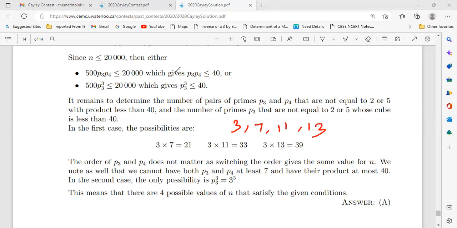No, you can't get 32. 32 means 4 eights are 32, right? You will not get it. You're supposed to use only the pair of prime numbers, right? Yeah. So 3 into 7, 3 into 11, 3 into 13. So it's 3, 7, 11, 13. Yes, I think these are the only possible values. They are confusing here. That's it.